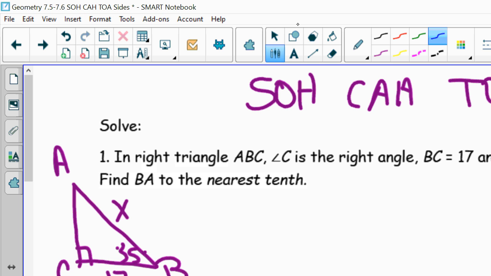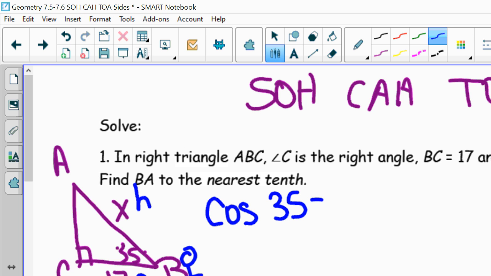So I look at this: this is my reference angle, this is where I'm standing. I have the adjacent side to where I'm standing and the hypotenuse. So I look up at SOH CAH TOA, adjacent and hypotenuse is cosine. So I would write out cosine, always have an angle after here, 35 equals adjacent was marked 17 over hypotenuse was marked X. I must see this ratio. You have to show me this ratio. Okay, this is your work.